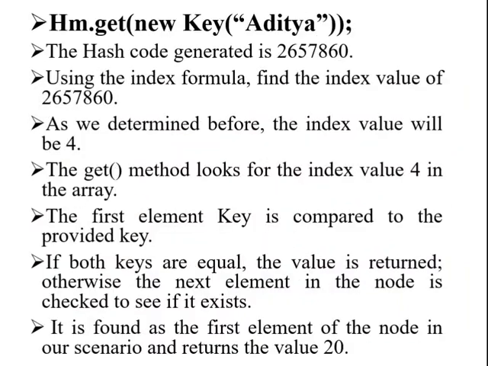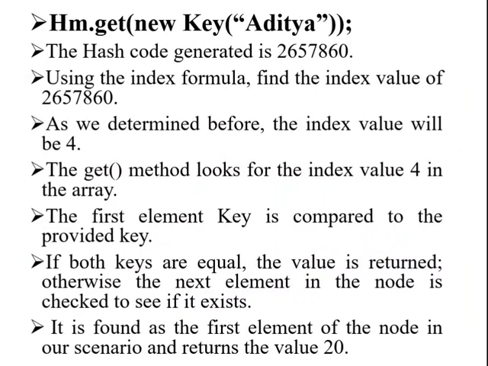First one is hm.get(new k Aditya). The hash code generated for Aditya is 2657860. Using the index formula, find the index value of 2657860. The index formula will be index is equal to hash code of key and n minus 1. By using this formula, we can determine the index value will be 4.